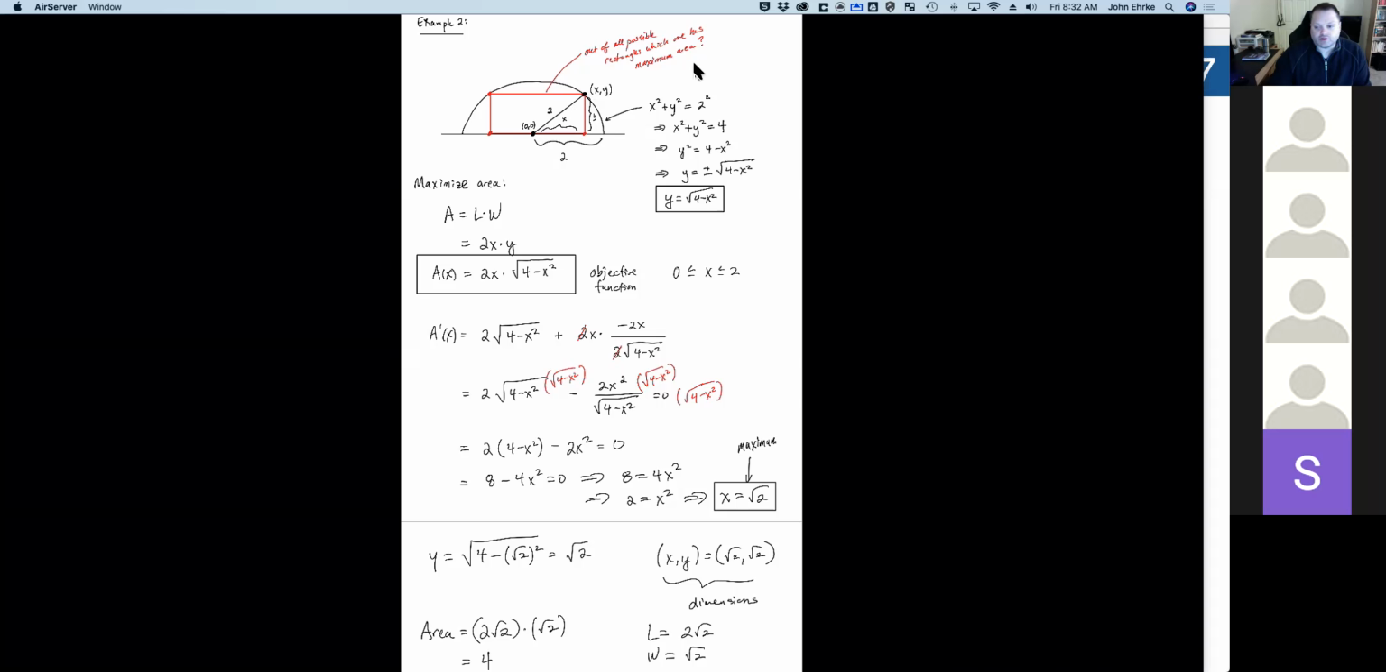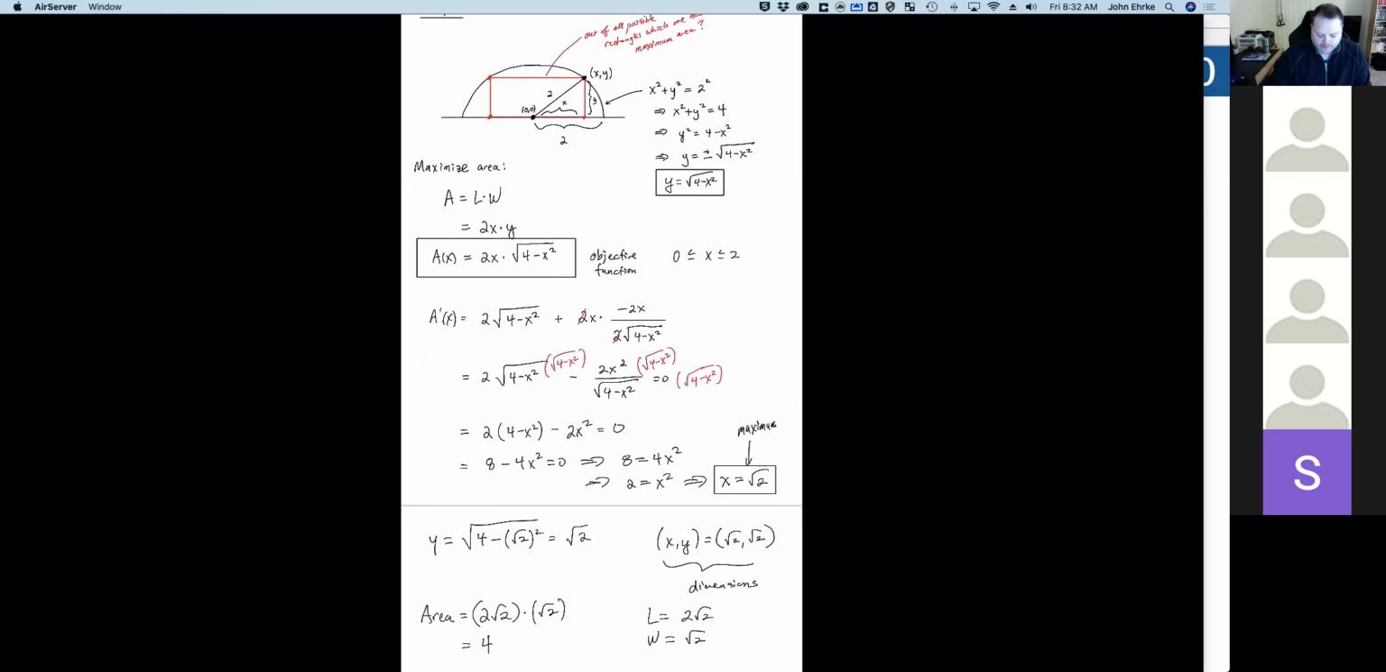And yeah, the 45-degree angle is the one that will maximize area. Squares tend to maximize area. So as square as we could make this is to make it a sum of 2 squares, and so that maximized the area here.